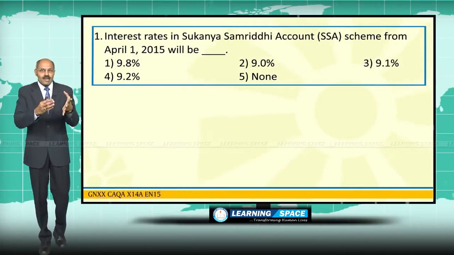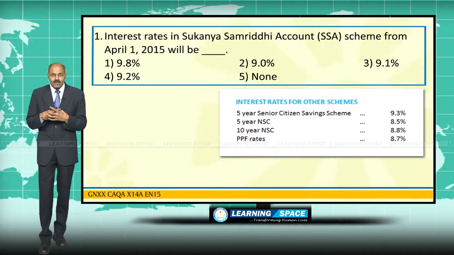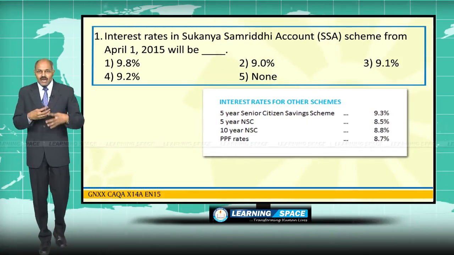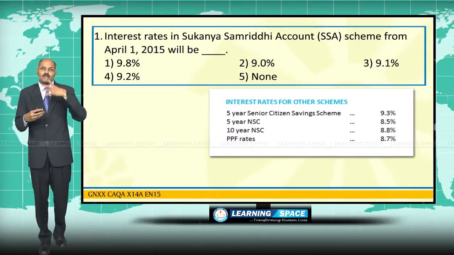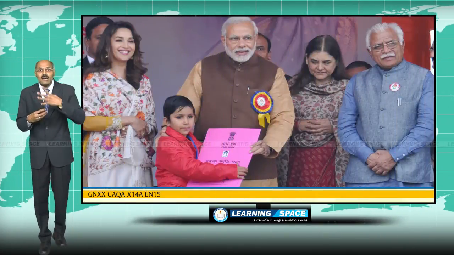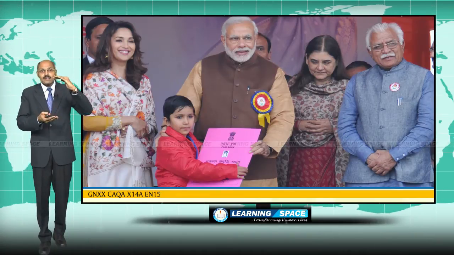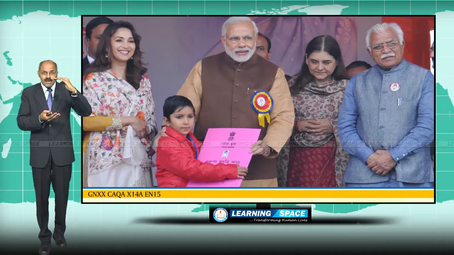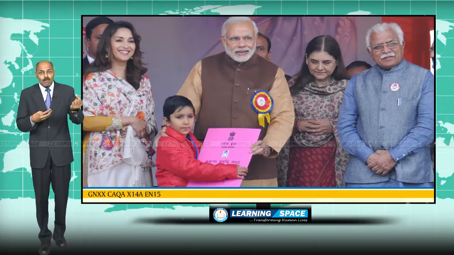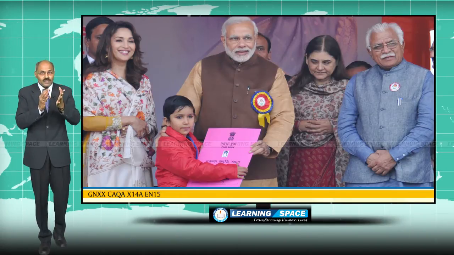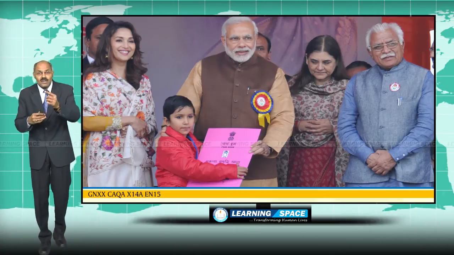Interest rates in Sukanya Samruddhi account scheme from April 1, 2015 will be. What is this Sukanya Samruddhi account scheme? All of us are well aware, this Sukanya Samruddhi account scheme is for girl child. Account can be opened within the age group of 0 to 10 years for the girl child, full maturity at the age of 21 years for the girl child, and partial withdrawal is possible after the girl child attains 18 years. Please don't forget these things.